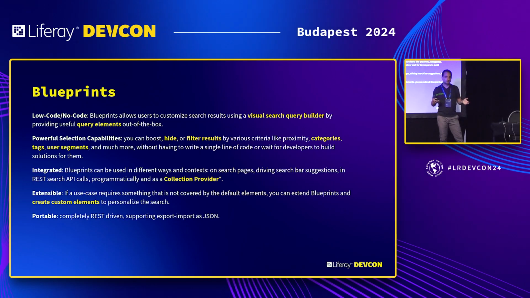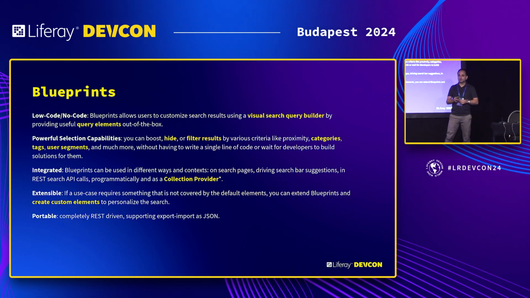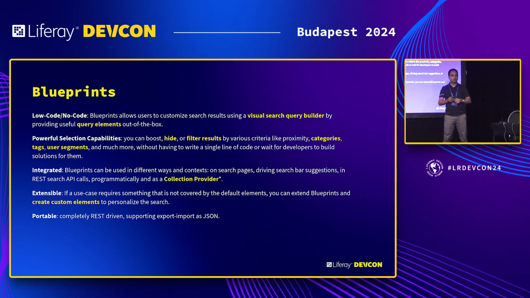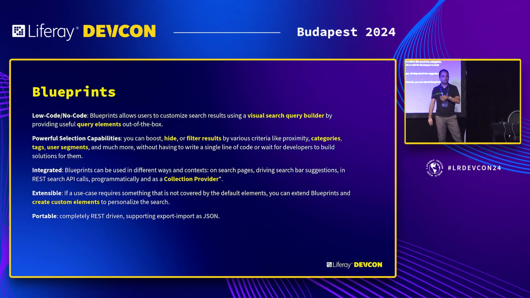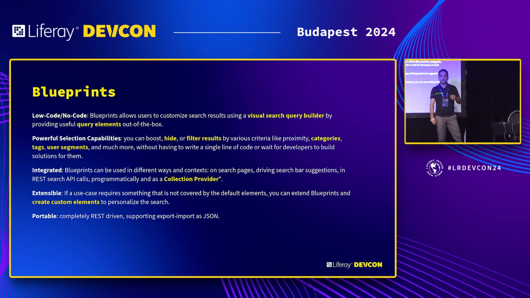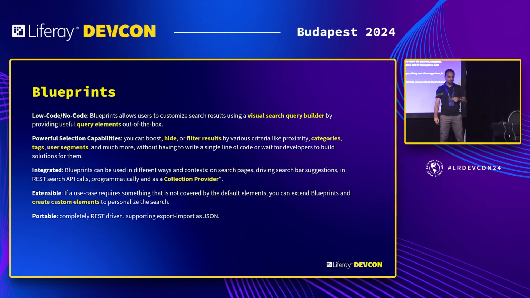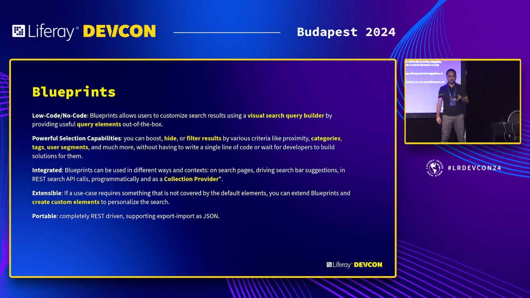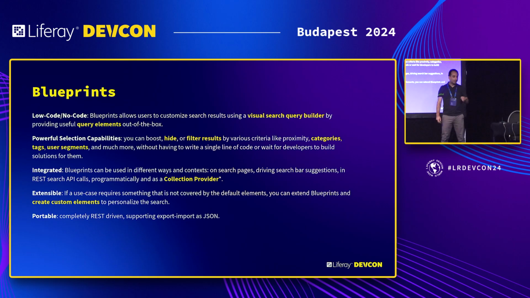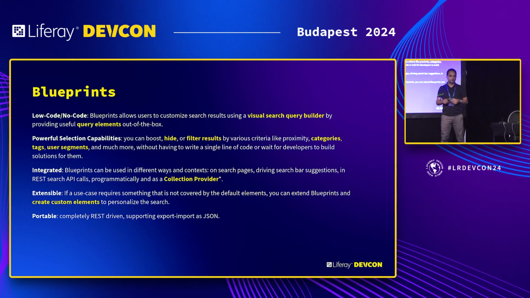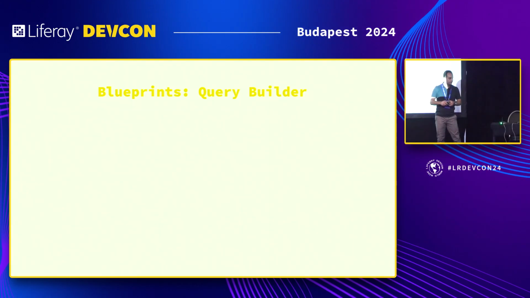It's fully headless driven. You can export and import those blueprints created as JSON, and it covers more than just one thing. You can use it on search pages to drive search bar suggestions, in headless requests, as it was already mentioned. Also programmatically, if you're still using custom code. And now we have a bridge between the collection, the content display, and search through the Blueprints collection provider.